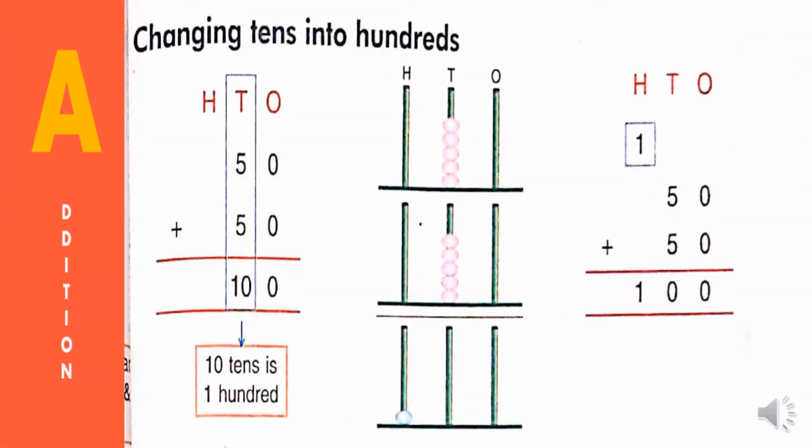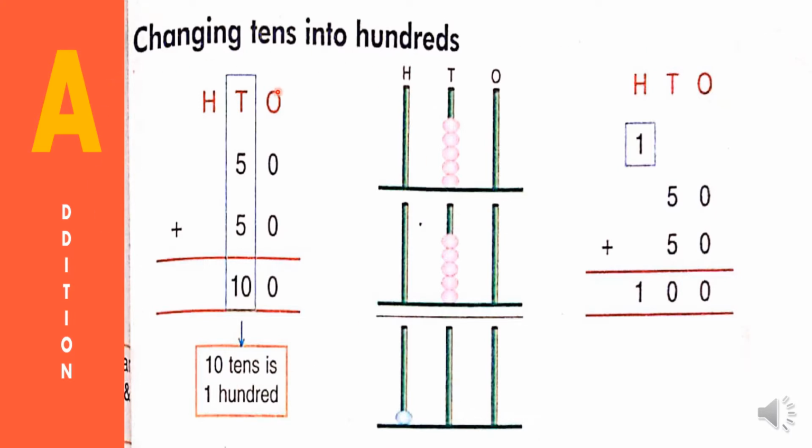Children, this is page number 35 in your Max textbook. Okay? So read the heading, children. Changing tens into hundreds. Today we are going to learn how to change tens into hundreds. Okay children? Already they have given one example here. We'll observe this example now.